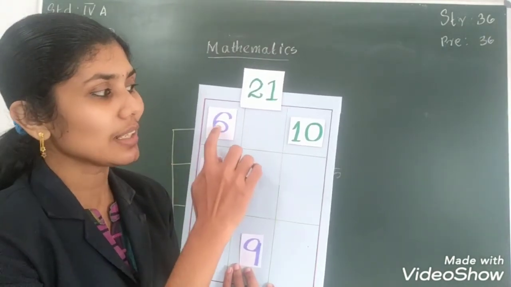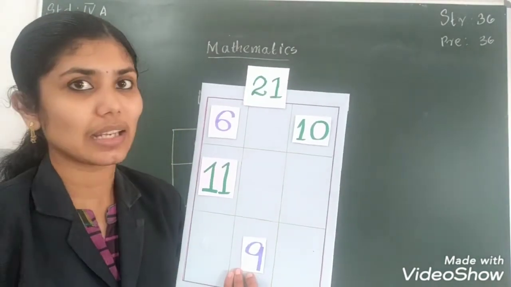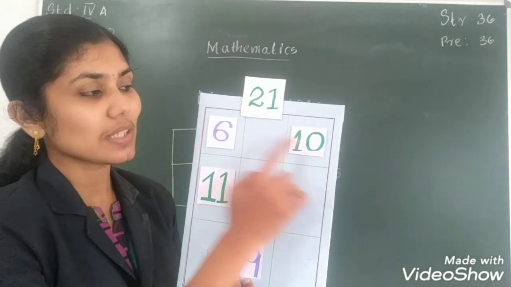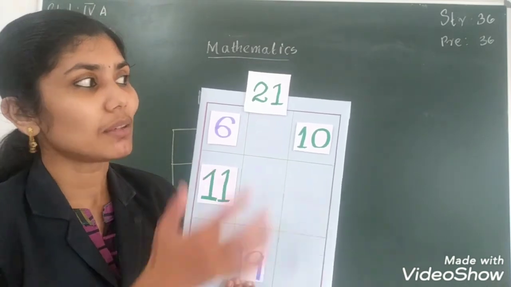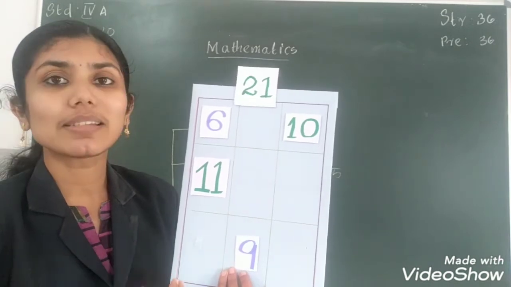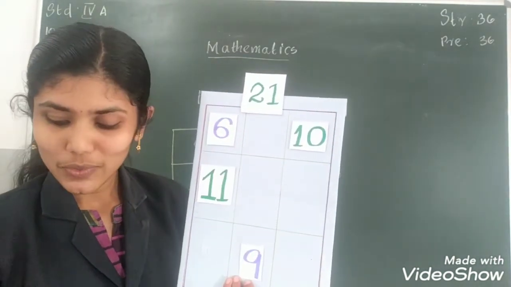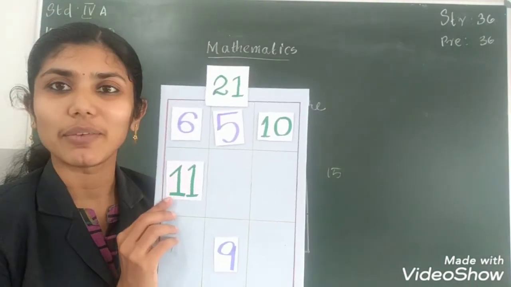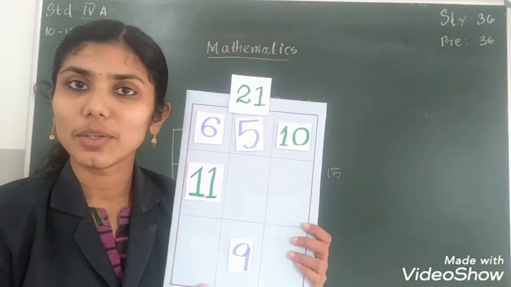Okay, so here let's begin with the first row. We know that 6 plus 10 is 16, and we need to make the sum as 21. How many numbers is needed to make the sum 21? Yes, we know that 21 minus 16 is 5. So we need to put 5 here. So here I am fixing the 5. So now 6 plus 5 is 11. 11 plus 10 is 21.